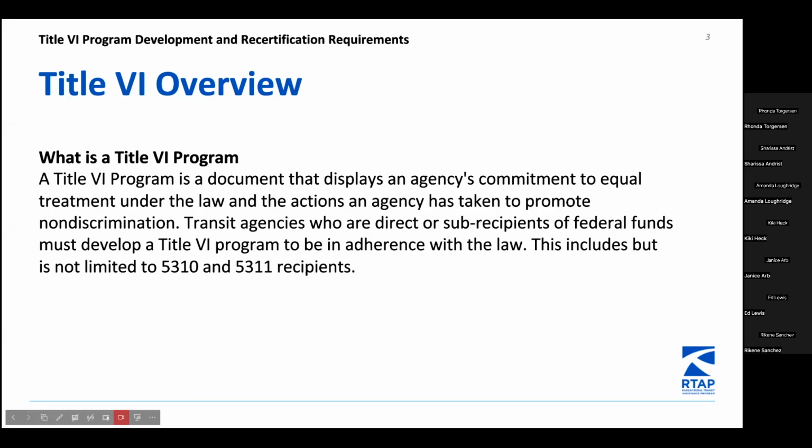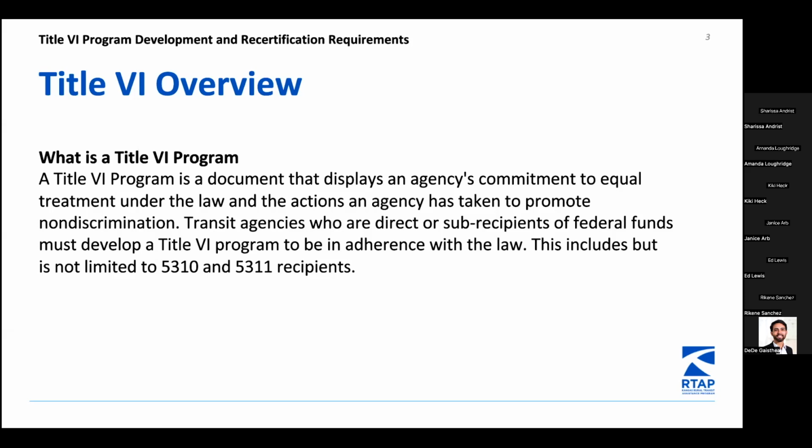Title VI, as a part of the Civil Rights Act enacted in 1964, requires that no person in the United States shall, on the grounds of race, color, or national origin, be excluded from participation in, be denied the benefits of, or be subjected to discrimination under any program or activity receiving federal financial assistance. So if a recipient receiving federal financial assistance is found to have discriminated against a person, financial assistance can be terminated and legal action can be taken.